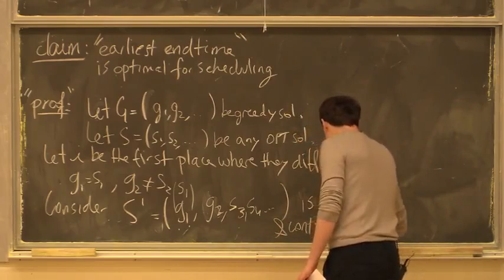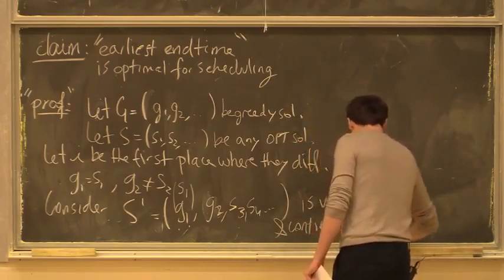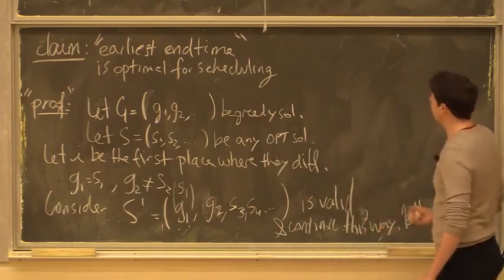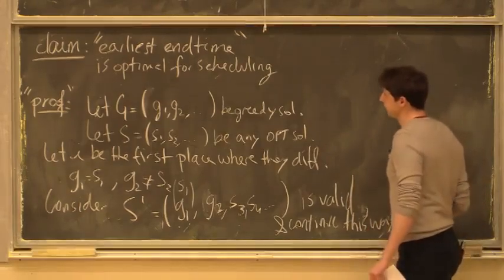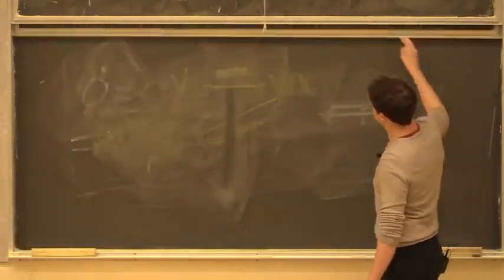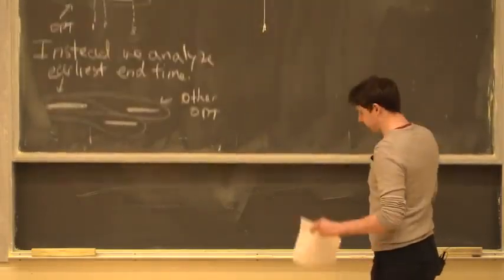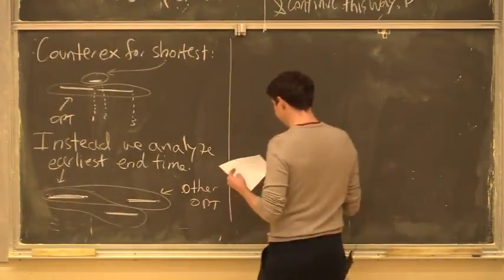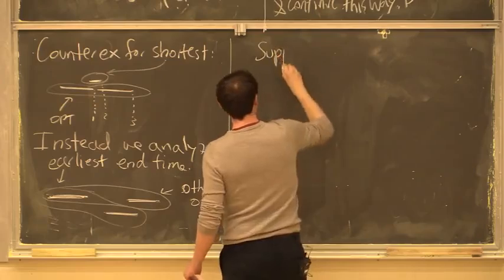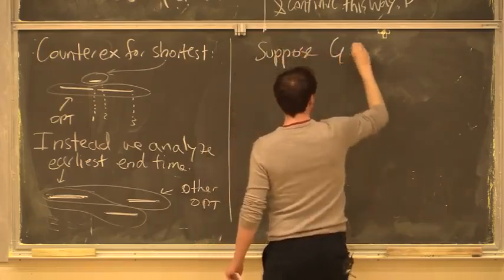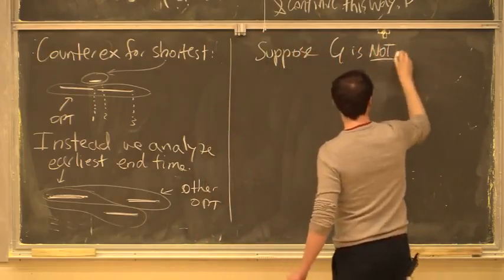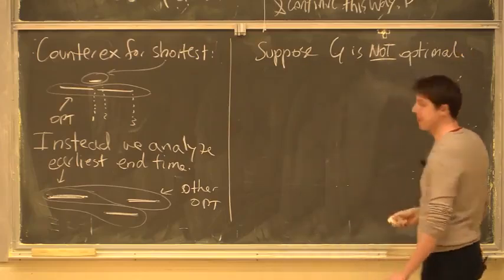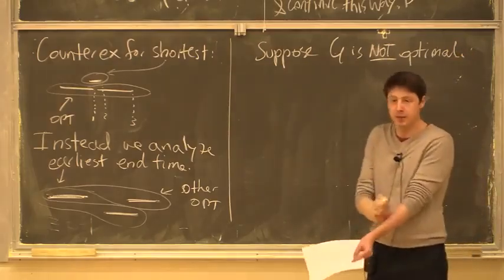I'm going to redo it formally with a proof by contradiction. And this is actually shorter and much easier to understand. So suppose G is not optimal. Okay? If it is, we're done, right? So suppose it's not.